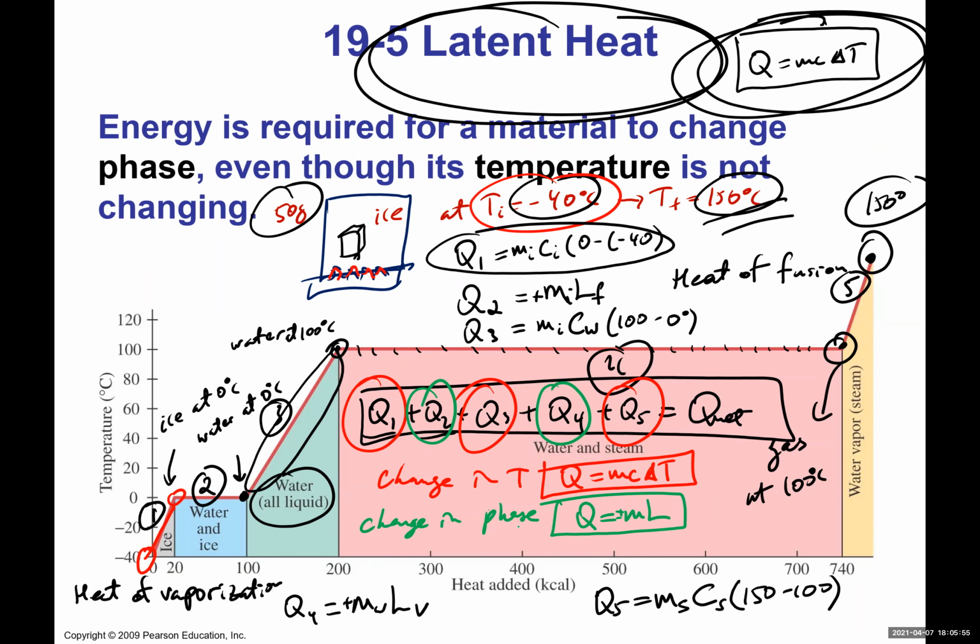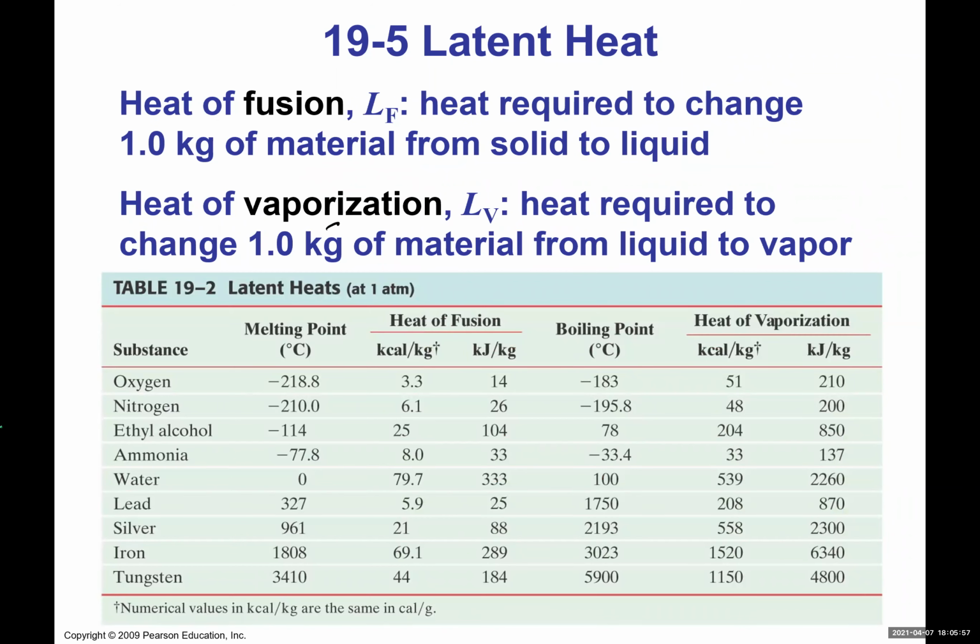All right. Now the table with all the latent heat values, heats of fusion and things like that, and also the melting point. So again, for water, 0 degrees is the melting point. In kilocalories per kilogram, the heat of fusion is 79.7, but what we want is this, 333 kilojoules per kilogram. That means 333,000 joules per kilogram. This is for going from solid to liquid.